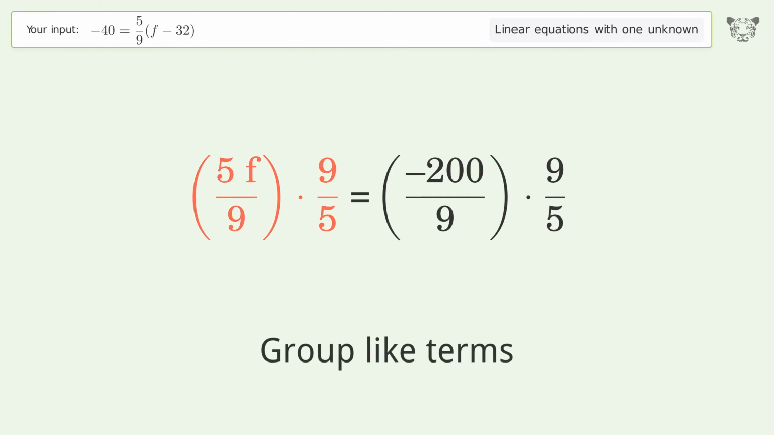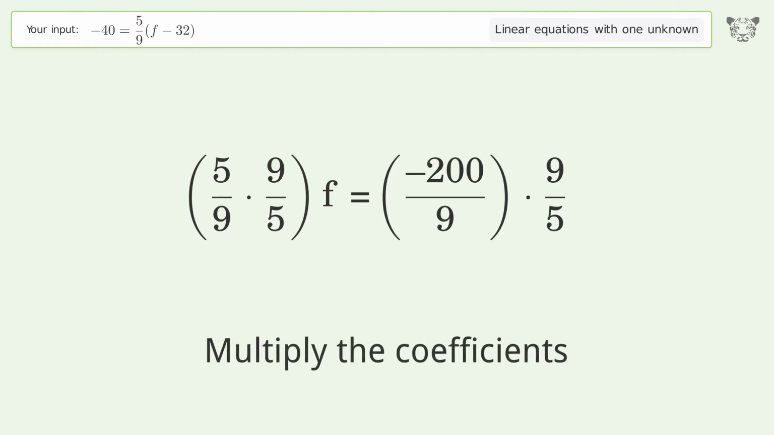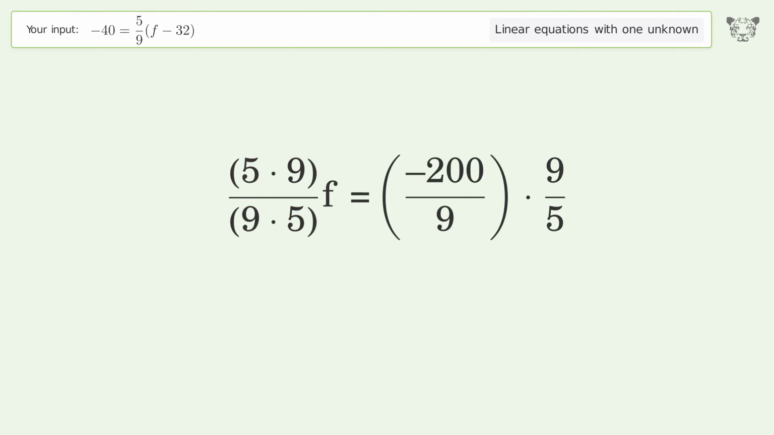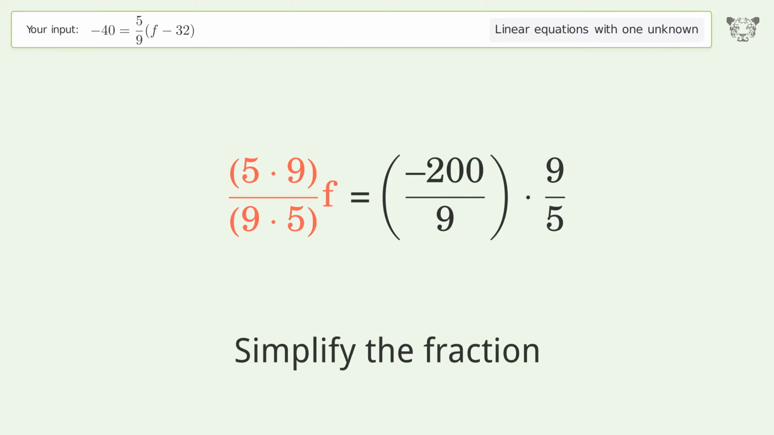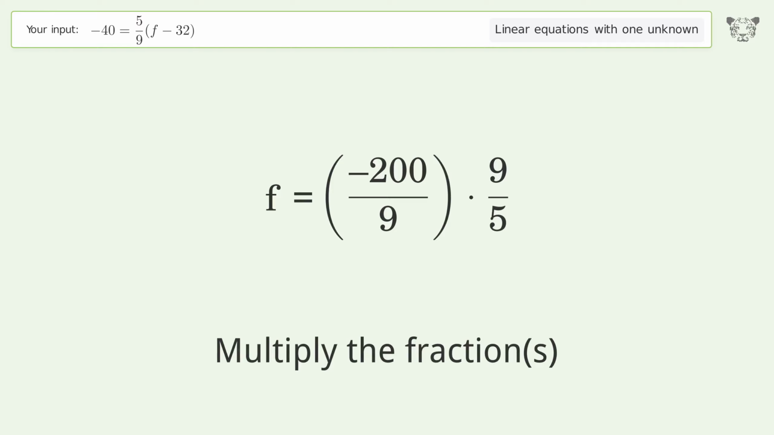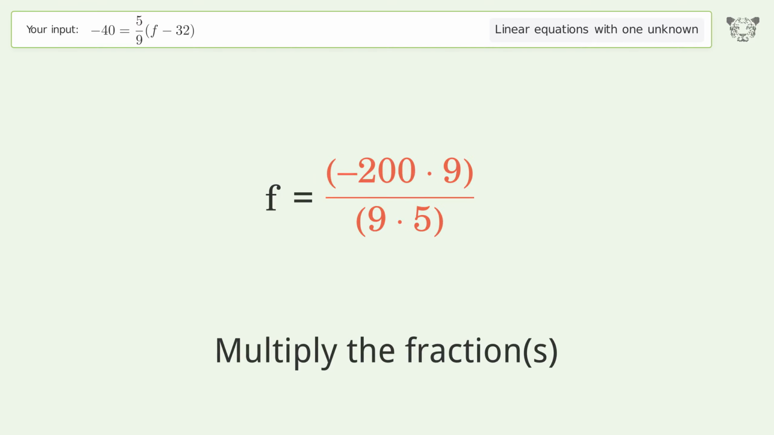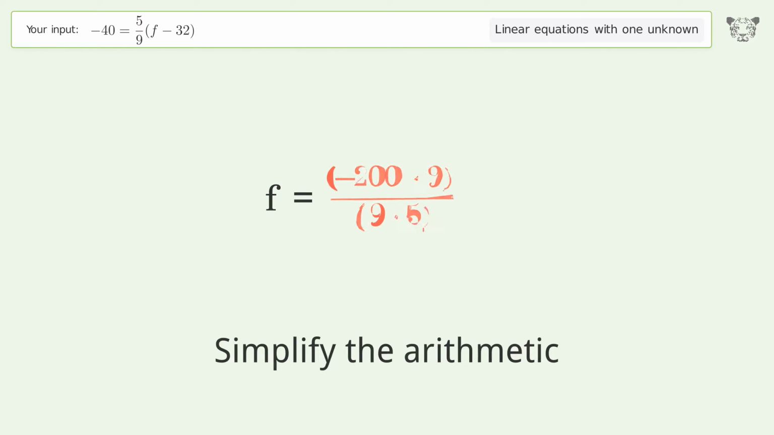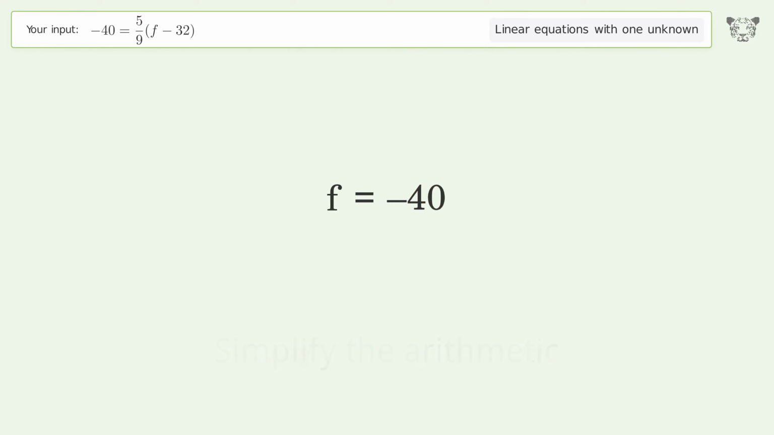Group like terms. Multiply the coefficients. Simplify the fraction. Multiply the fractions. Simplify the arithmetic. And so the final result is f equals -40.